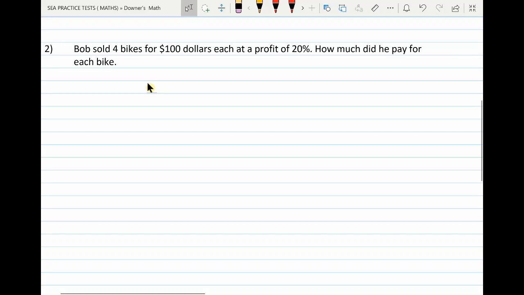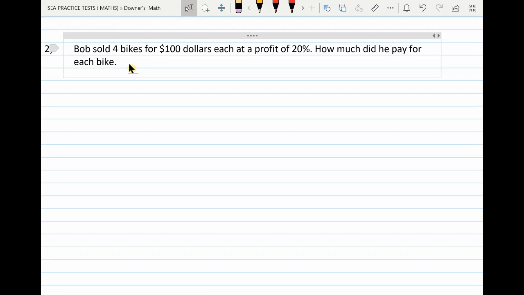We are now looking at question number 2, where we are told that Bob sold 4 bikes for $100 each at a profit of 20%. How much did he pay for each bike? This is a very tricky question because we are given the selling price, which is the final price, and we are asked to find how much he paid for each bike, which would have been his cost price, which is the initial price. Now, anytime we have to find what we call an initial quantity, there is a special formula that we need to use.